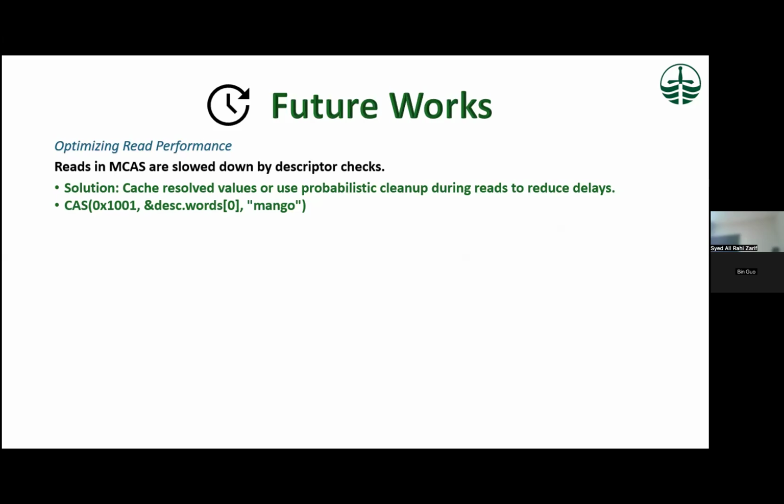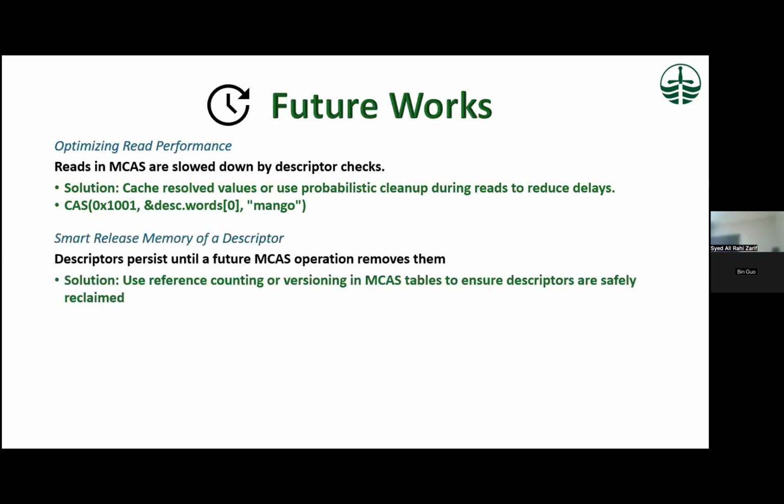So instead we can clean up the location with the new value. For example, if a new thread sees there is a word descriptor, instead of going through all of the processes, maybe it can update the word descriptor with the new value. So on the next cycle, when a new thread comes through, it will see the new value and will not have to go through the long read process again. That is one way we can optimize the read performance.